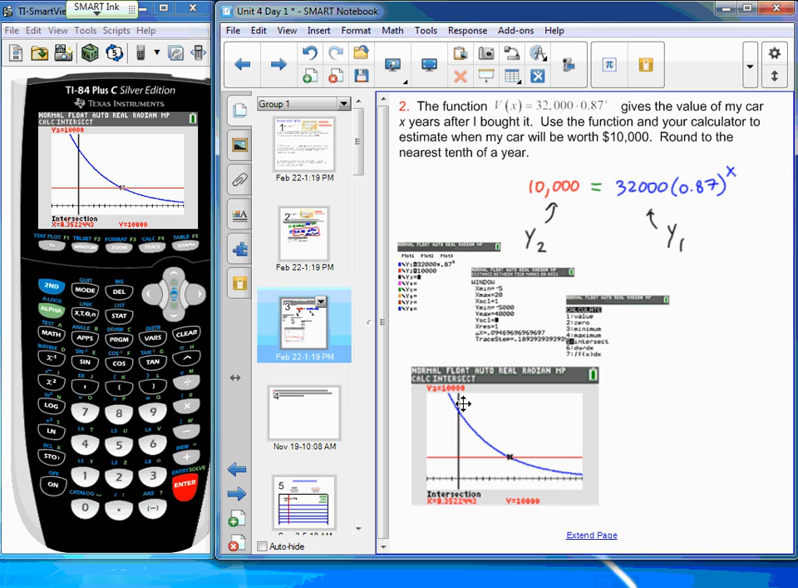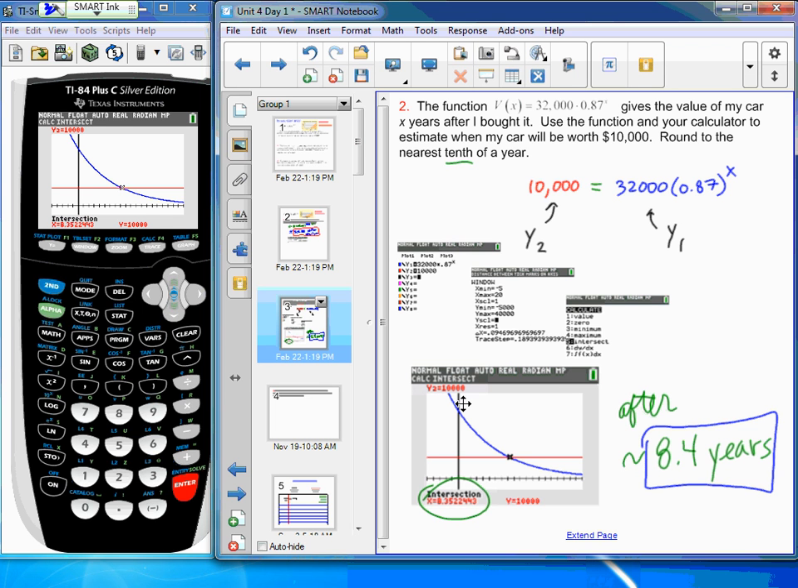It looks like after about 8.35 years, and it asks for the nearest tenth, so we'll say after 8.4 years, about 8.4 years. So after about 8.4 years, the value of your car has depreciated to $10,000 from $32,000. Kind of sad.